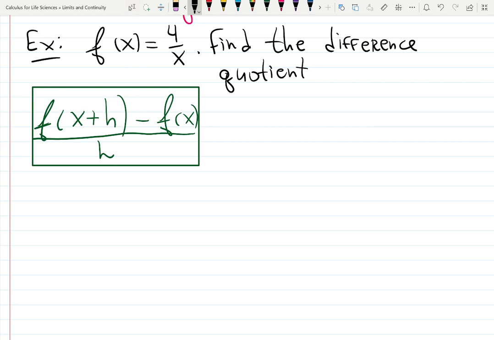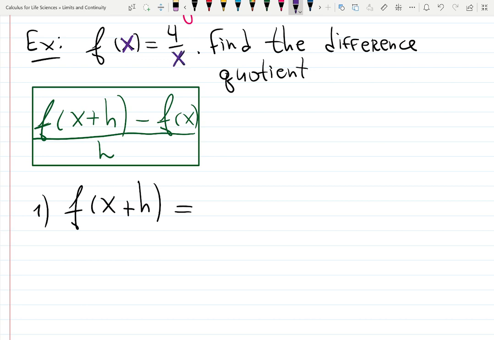So in steps, step 1, let's first find the f of x plus h. And this is where I need to teach you or maybe remind you how to do that. So we have f of x. Pay very much attention right now. You see x is the input. The output says 4 is divided by that input.